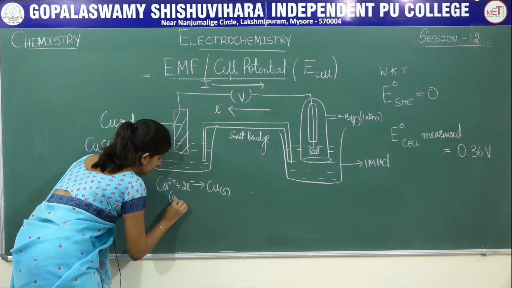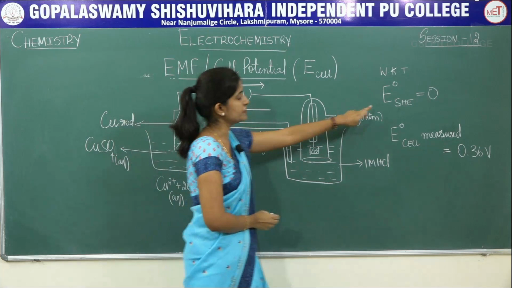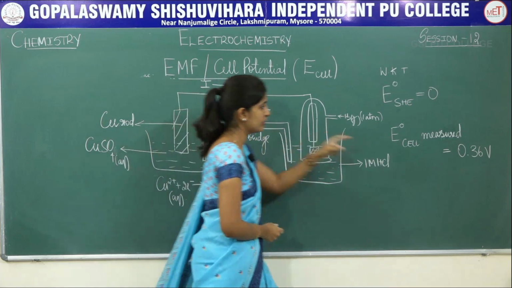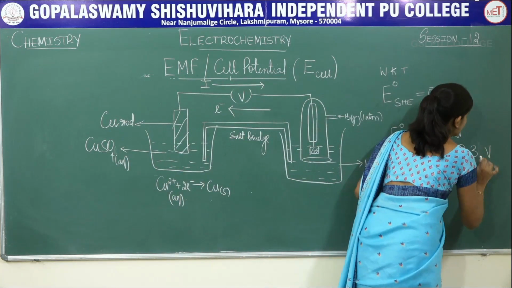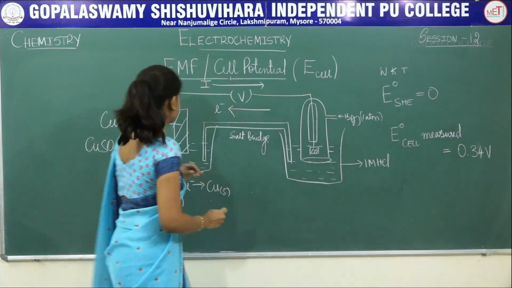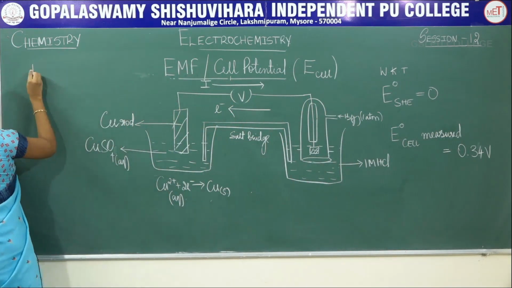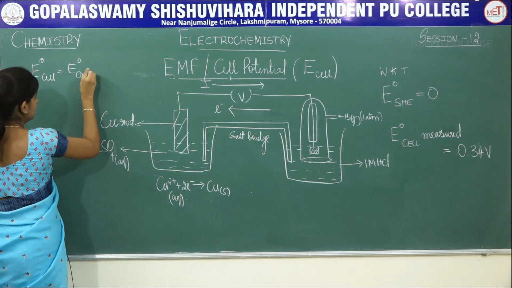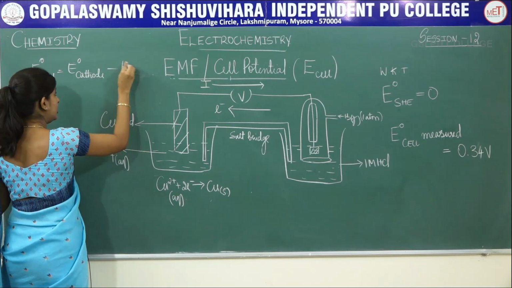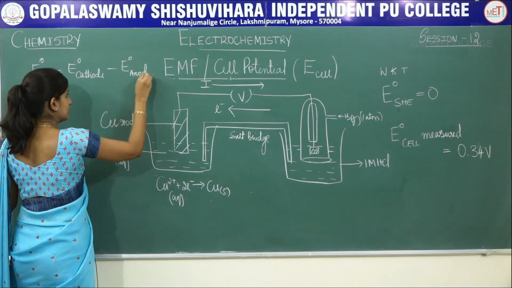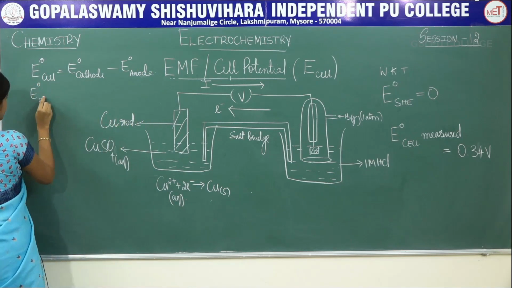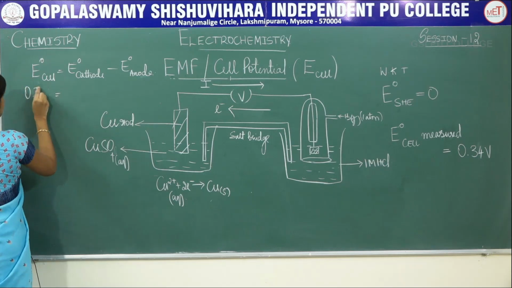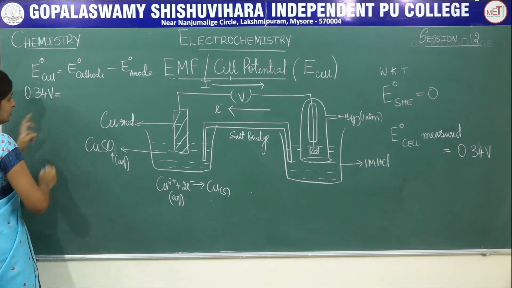It is undergoing reduction. So E naught of SHE is 0. E naught of cell measured for this copper rod was 0.34 volts. So now calculate your E naught cell. E naught cell is equal to E naught cathode minus E naught anode. E naught cell value you can write it out directly. It is 0.34 volts. It is equal to E naught cathode.